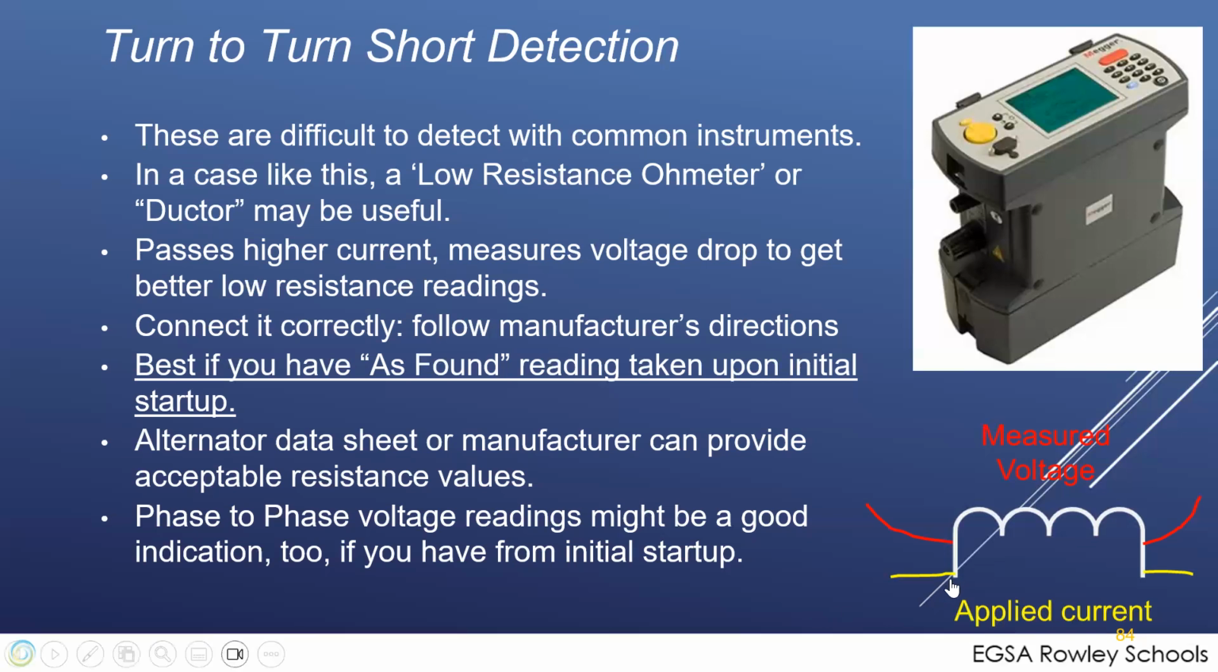So you apply 10 amps or 100 amps, and you measure the voltage drop across the winding, and you document that. So it's best to have this as an as-found reading upon initial startup. Jot these values down, record them all, and use them in the future. All right.